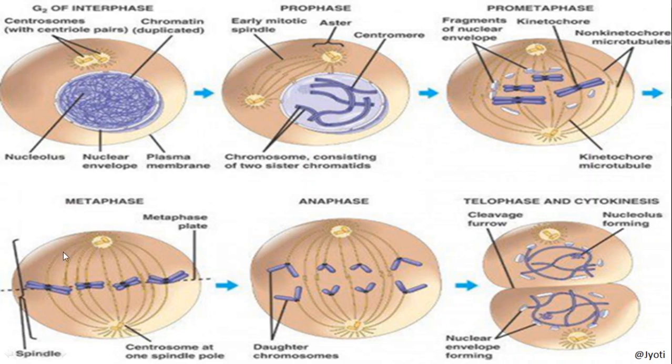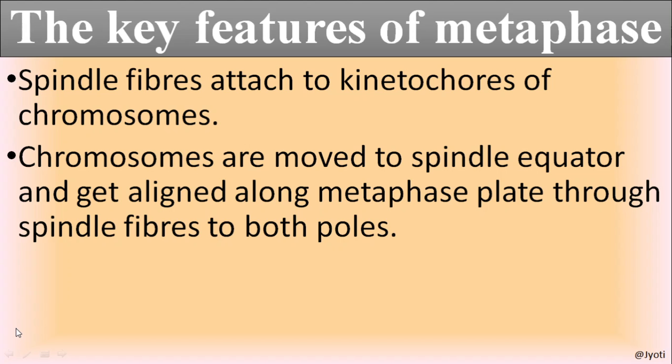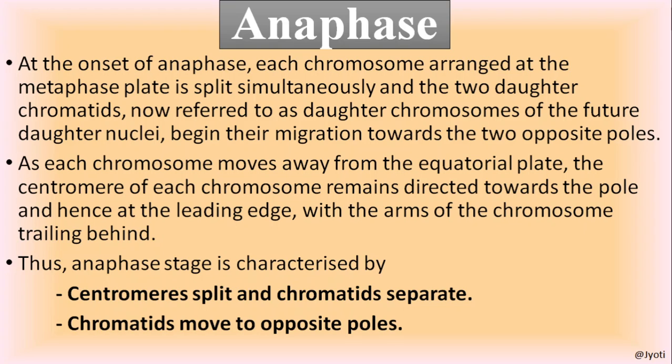Now coming to the late metaphase, you can see that with the help of these spindle fibers, the chromosomes are aligned at the equator, and this is called metaphase plate. And the nuclear membrane is no more existing, the nucleolus is also not existing. Both of them have completely disappeared. So these are the key features which I have already discussed. Then the next phase is anaphase.